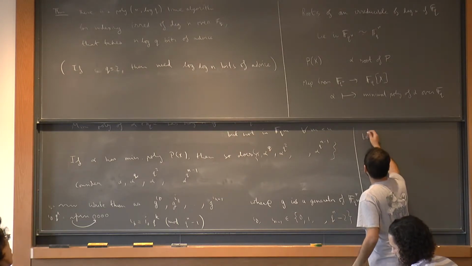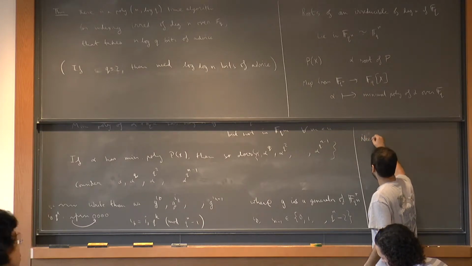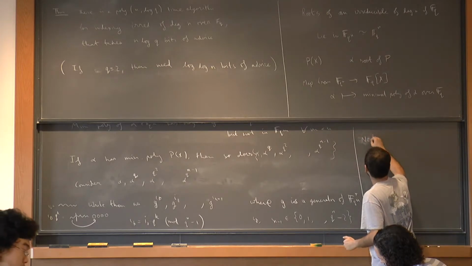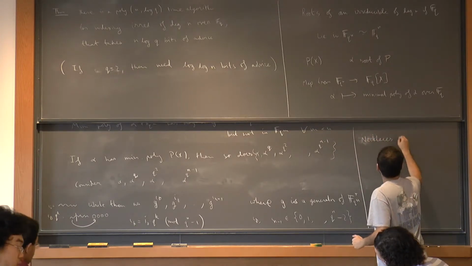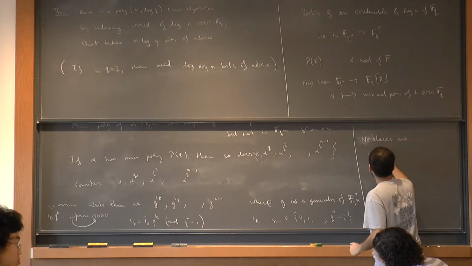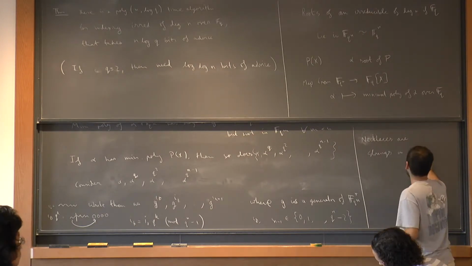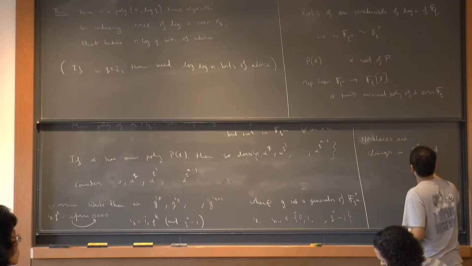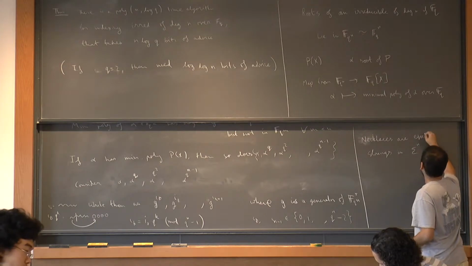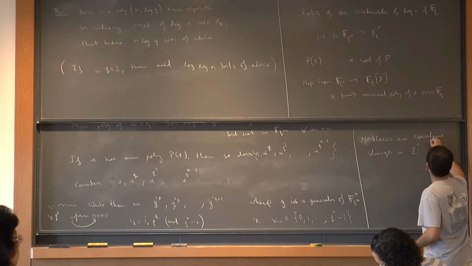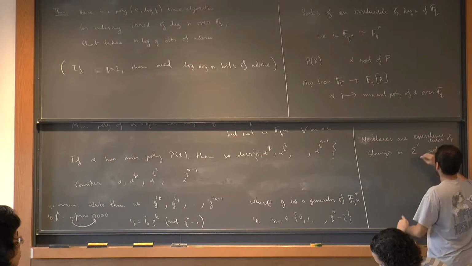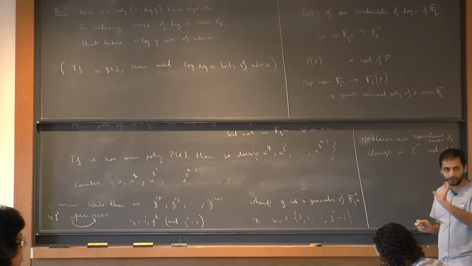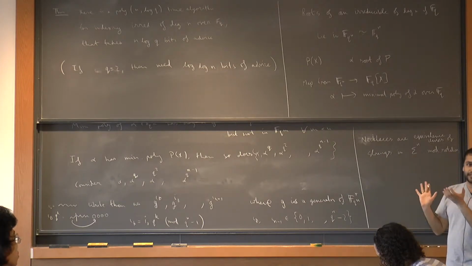So necklaces. What's the definition of a necklace? Necklaces are strings in sigma to the n mod rotation, that is, equivalence classes of strings in sigma to the n mod rotation. So you identify two strings if they are rotations of each other.